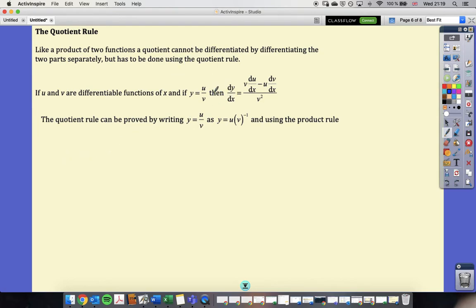Once again, we talk about u and v. U is the numerator and v is the denominator. And as long as you can differentiate u and you can differentiate v, then you can apply the quotient rule. You can see the quotient rule is a little bit more challenging, or a little bit more complicated than the product rule. We can prove this using the product rule.